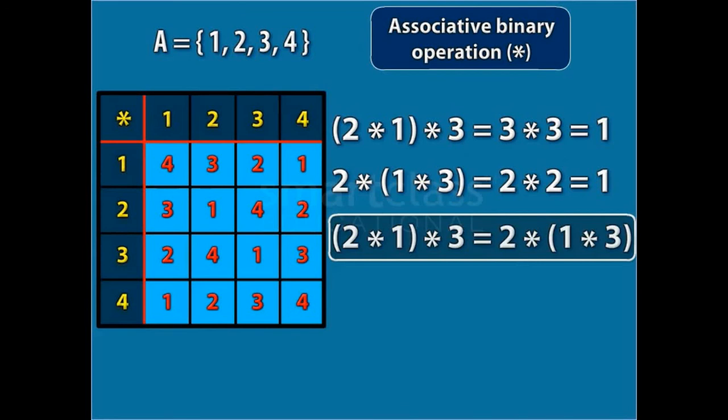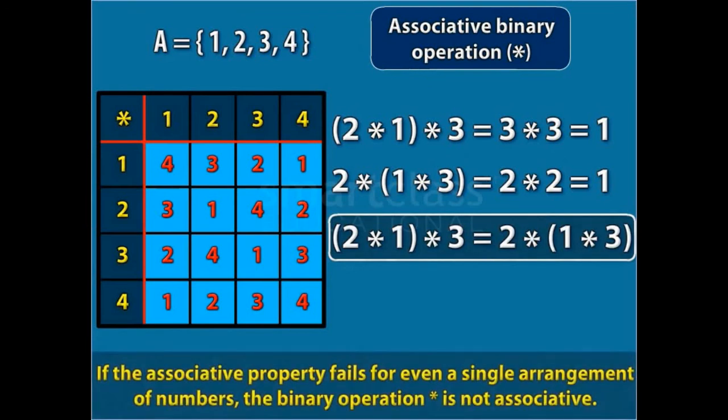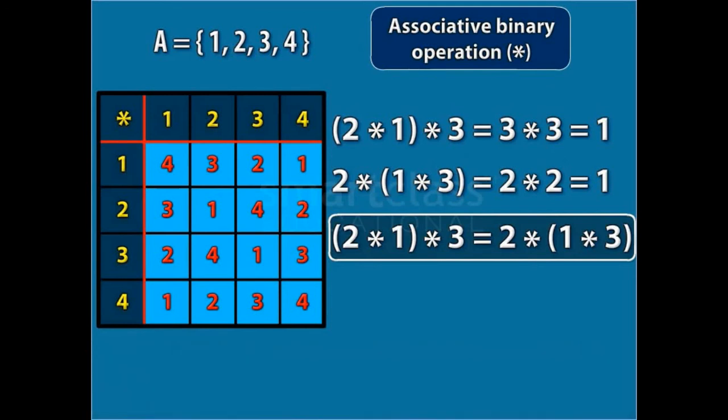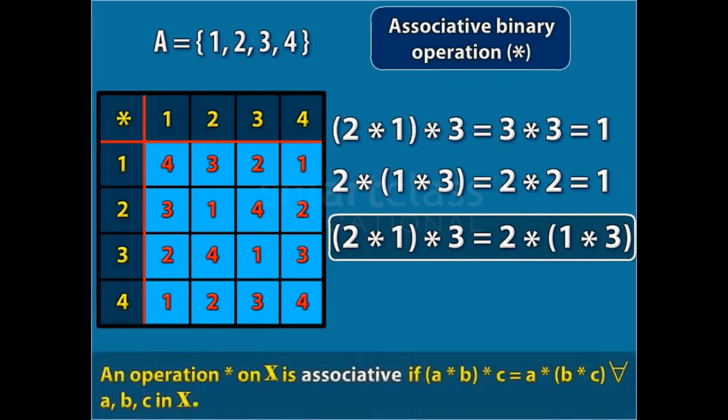We can check if the binary operation star is associative by considering all possible arrangements of numbers from the set A. If the associative property fails for even a single arrangement of numbers, the binary operation star is not associative. Now we can generalize that an operation star on a set X is associative if (A star B) star C equals A star (B star C) for all A, B, C in set X.